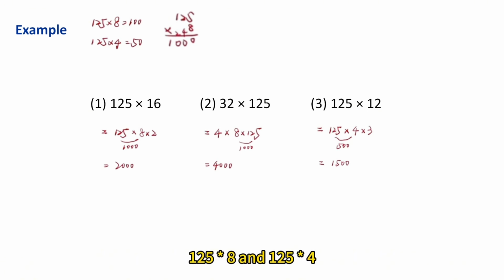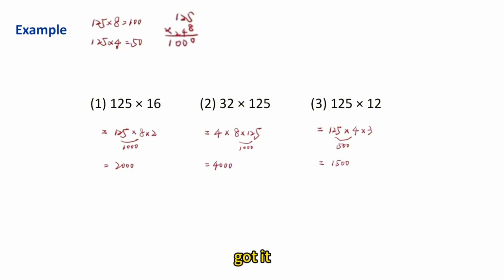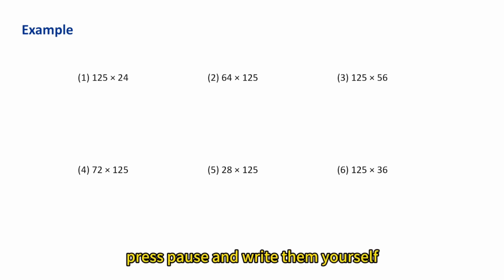125 times 8 and 125 times 4. One makes 1000, and one makes 500. Got it. Okay, if you all understood, let's do it one more time. What do we do? Press pause and write them yourself.